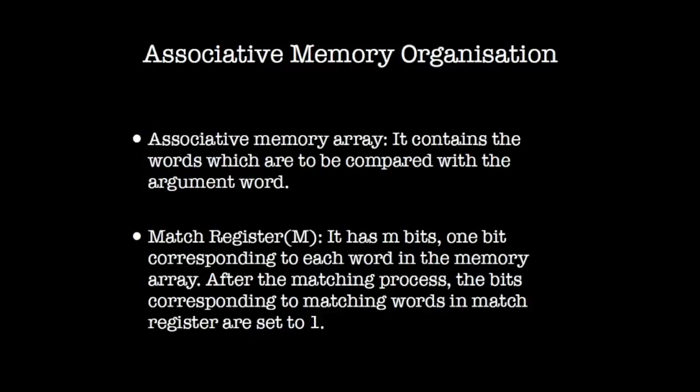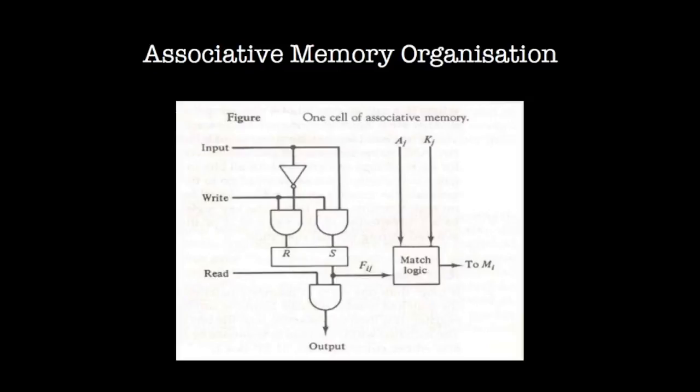Associative memory organization: the associative memory array contains the words which are to be compared with the argument word. Match register M has m bits, 1 bit corresponding to each word in the memory array. After the matching process, the bits corresponding to matching words in the match register are set to 1. And this is the diagram for the associative memory organization circuit.